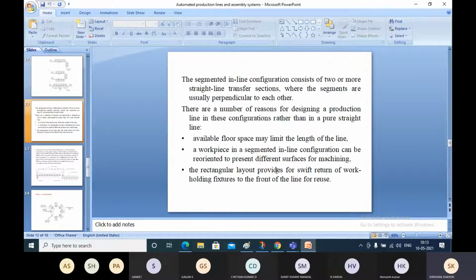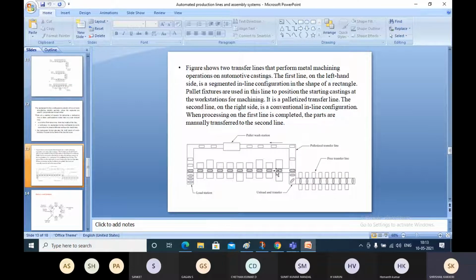Okay, and the other one, the 2 segments, as I told you, the inline will be offering many types of designs. Here you can see that one is a U shape and another one is the straight inline processing unit. And here you can see that this is a rectangular shape. What happens? These are the work carriers. The work carriers will be moving and the raw material will be taken here. You can see that this is one type of automation.